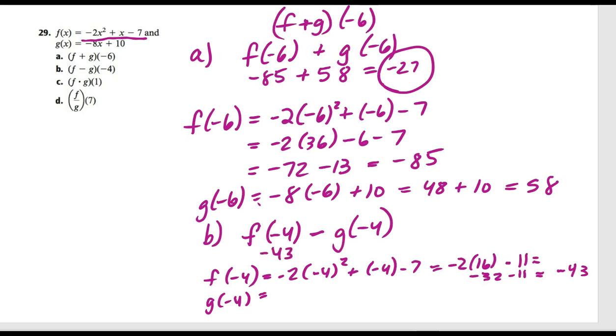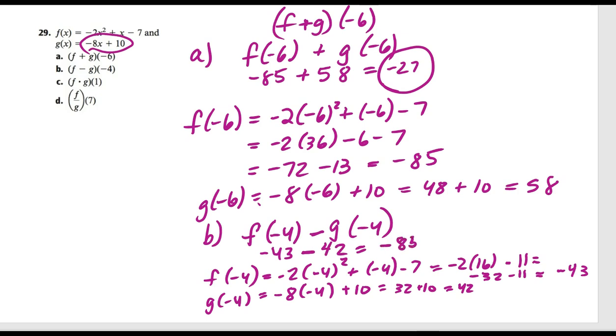Now let's do g at negative 4. So I'm going to take my function g of x, and I'm going to replace x with negative 4. And I get g of negative 4 is 42, so I'm going to replace g at negative 4 with 42. So negative 43 minus 42 is going to be negative 85.